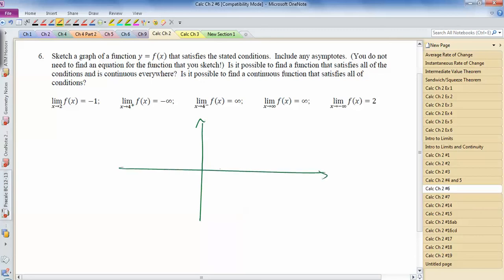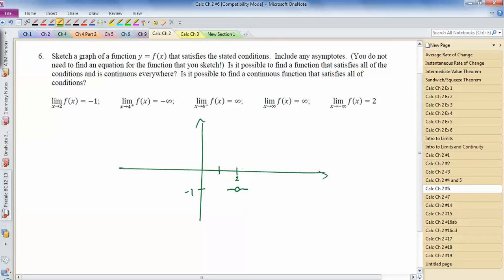So as x gets close to 2, the y values get close to negative 1. So that means that coming from this side and coming from this side, I get close to, or sorry, get close to negative 1. And that's all I know. I don't know if that dot's filled in or not. I just know that at least this much has to be true.